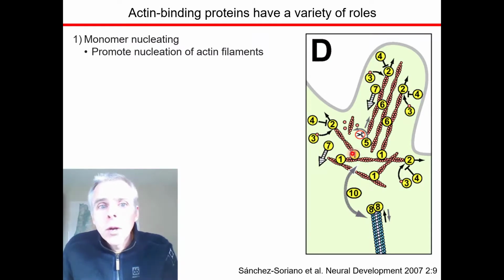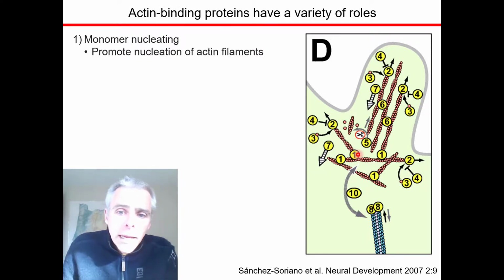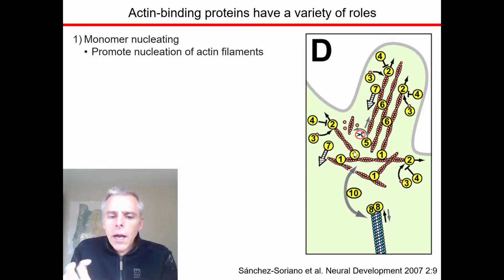These are monomer nucleating proteins. The actin filaments, as I've talked about in this video, grow primarily on the plus end. So these monomer nucleating proteins you see are identified here on the minus end of those microfilaments. And the idea is that to get this process started, we need to have a couple actin monomers come together, and these monomer nucleating proteins promote the nucleation of those actin filaments. They get the process started.